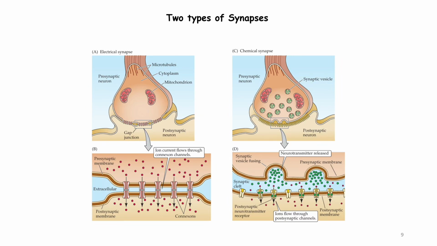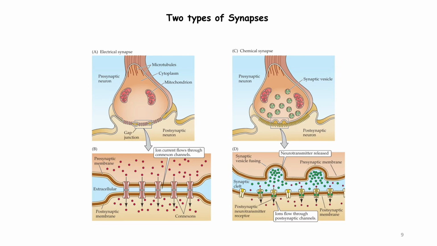Now there are mainly two different types of synapses present. One is called electrical synapse, another is called chemical synapse. These synapses can be distinguished on the basis of their mechanism of transmission. In case of electrical synapse, in the gap junctions, there is a particular type of channel present called connexin channels through which current flows, and in this way, communication occurs.